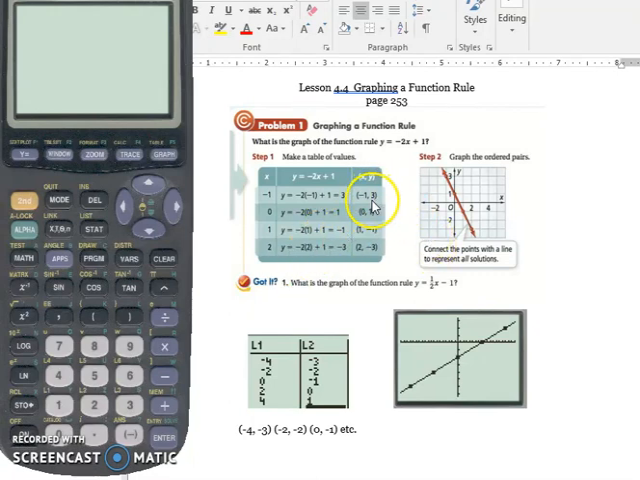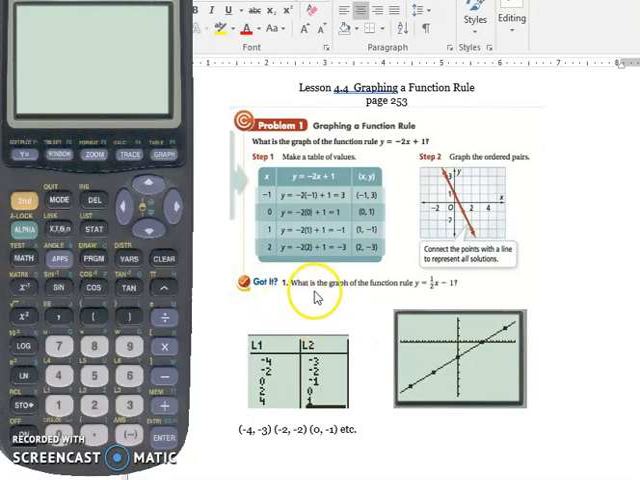So then you're going to just graph these points. So -1, 3 is right there. 0, 1, 1, -1, and 2, -3. And when you connect those, that should form your line. I know this is a linear function because it's x to the first power. We don't write it, but there's a first power right there. So x to the first power is always a linear equation.